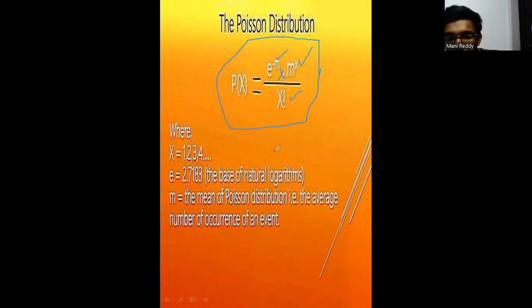The mean of a Poisson distribution, that is the average number of occurrences of an event. The average value or mean value of the occurrence of an event. The e value is 2.7183. Okay, what is the m value? The m value is the mean of the Poisson distribution, or the average number of occurrences of an event. What is x? x is the number of trials, meaning a natural number.